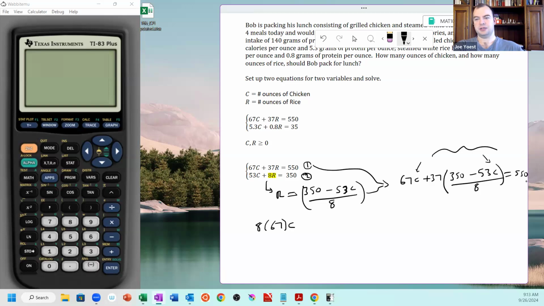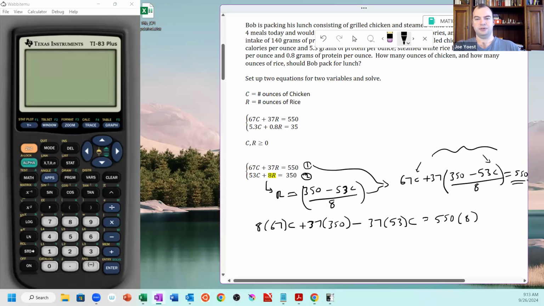So I have 8 times 67c plus 37 times 350. The over 8 goes away from this term because I multiplied by 8. Then I have minus 37 times 53c and equals 550 times 8. So I think I've got everything. I multiplied my 8 through to everything. It's easy to forget to multiply on the right side in any of these, whether you're doing addition elimination or just solving the linear equation. But it looks like everything is good.